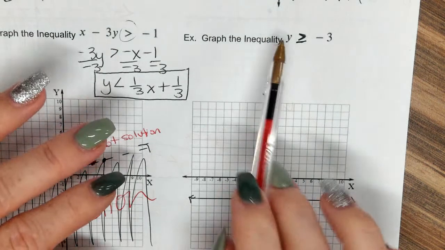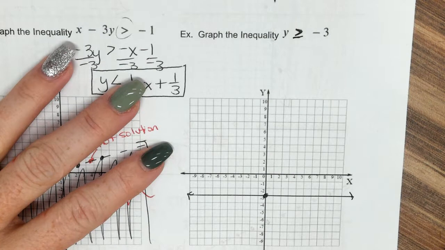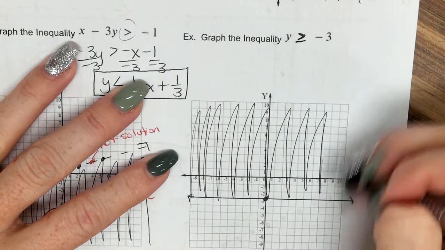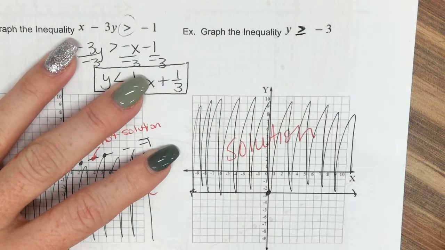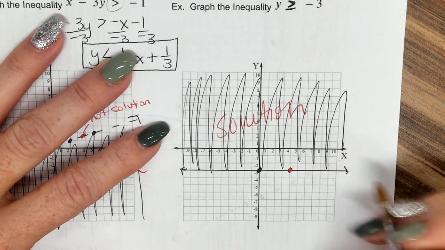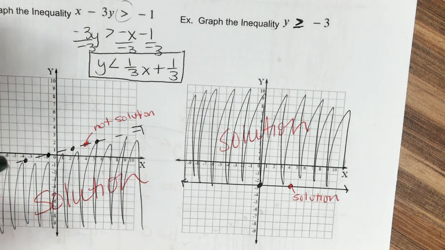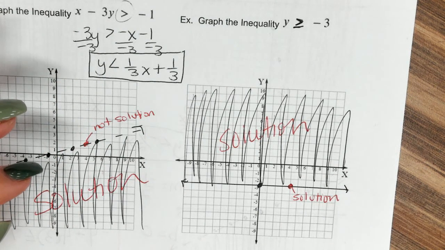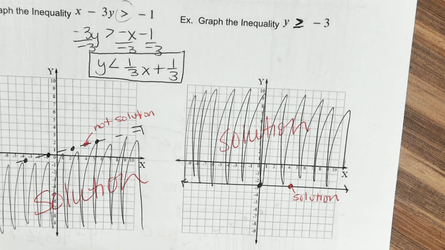All right, since it says greater than or equal to, I'm going to shade above. Everything up here is a solution. How about the line? Is it a solution? Yes. Is this a solution right here? Yes. Yes, because it's a solid line. All right, turn the page.